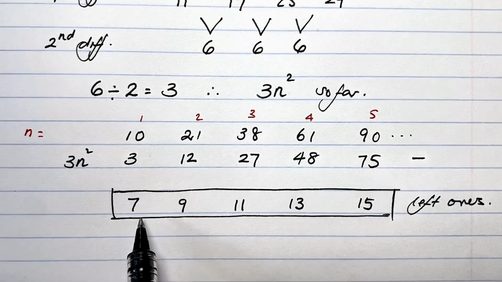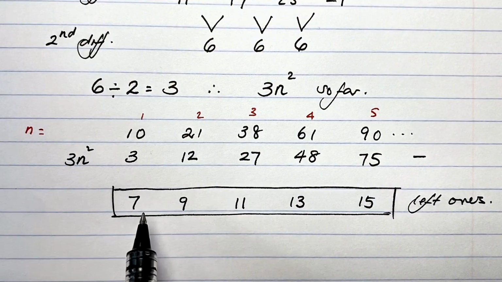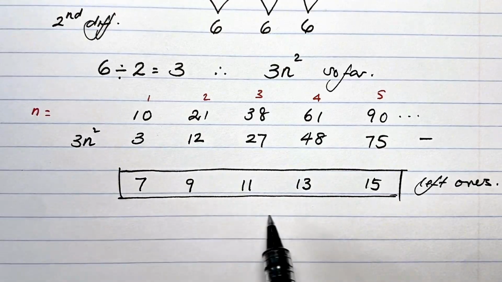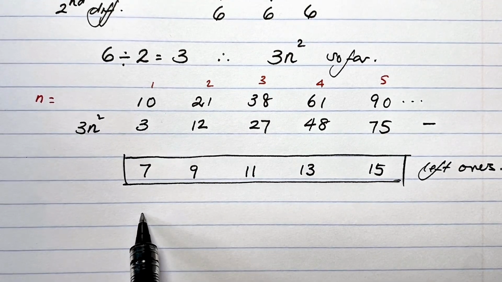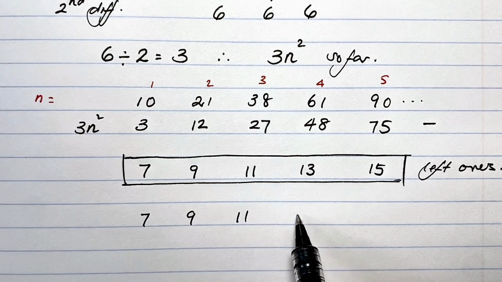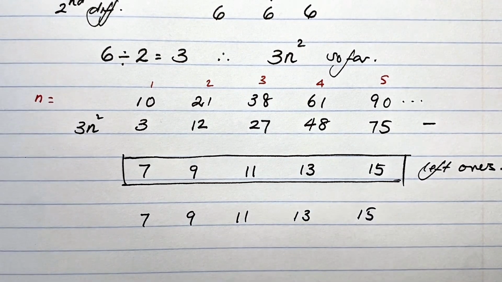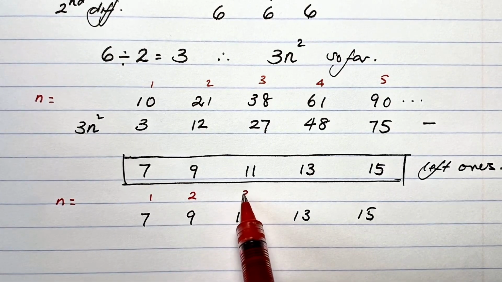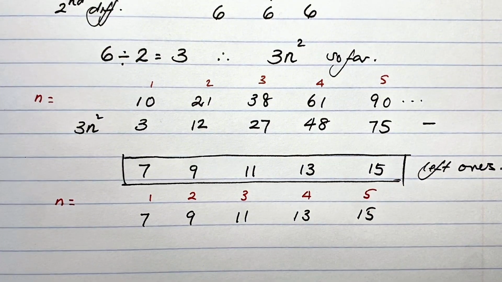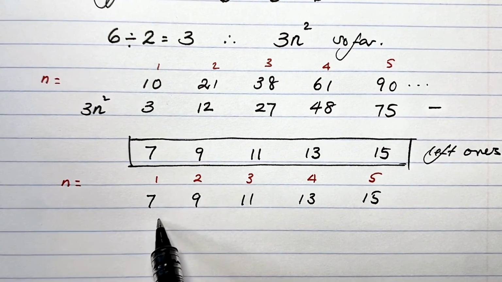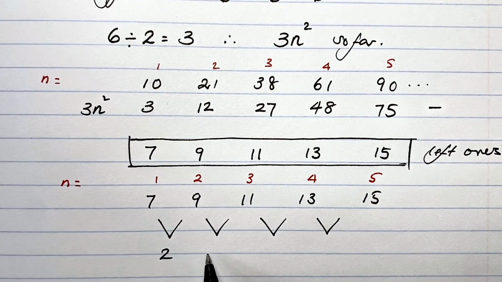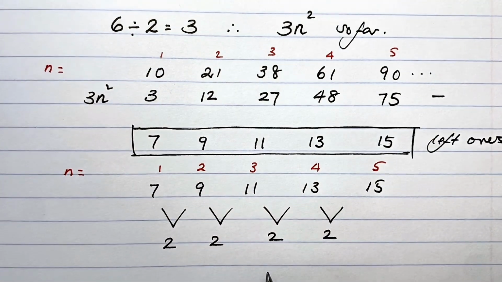We need now to make a pattern, the nth term out of this pattern. So these are my new numbers to make the nth term from. Let me just copy them again, so I've got room to put the values of n. And when I find the first difference, 2, 2, 2, 2. So it's a linear.